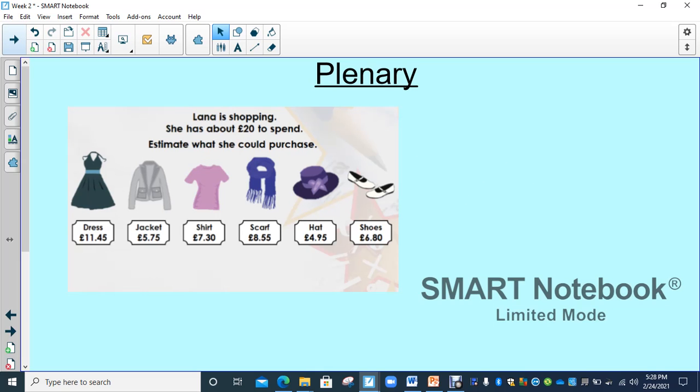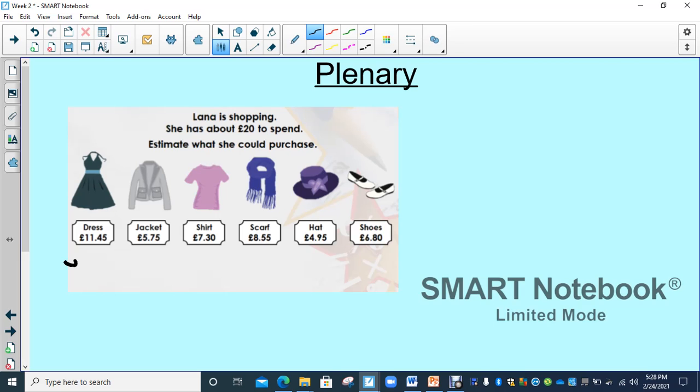If you want to challenge yourself, go on to that extension task. And lastly, we've got our plenary. So Lana is shopping. She has about £20 to spend. Estimate what she could purchase. So we would need to round each of these amounts to the nearest pound and then think of perhaps some different ways that she could spend her money.